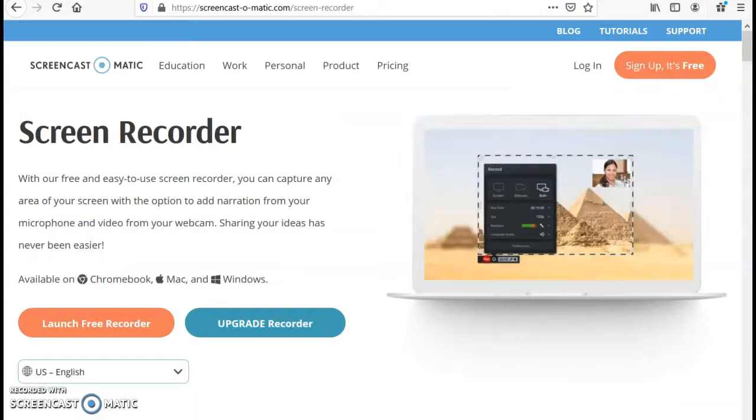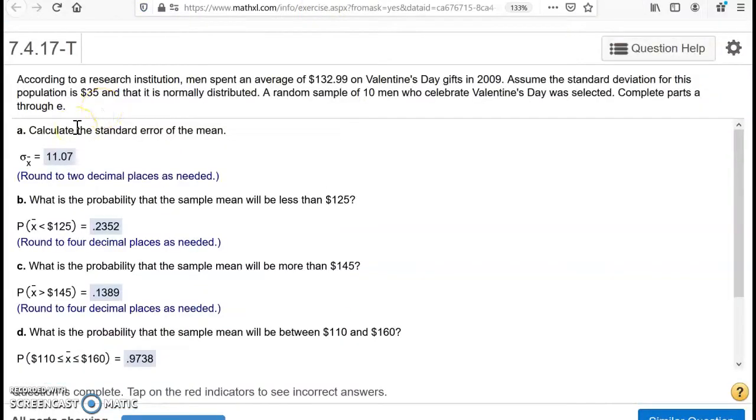Okay, let's look at 7,417. So here we're giving the average of $132.99 is how much men spend on Valentine's gift in 2009. Assume the standard deviation for this population is 35 and it's normally distributed. And we're looking at a random sample of 10 men who celebrate Valentine's Day.